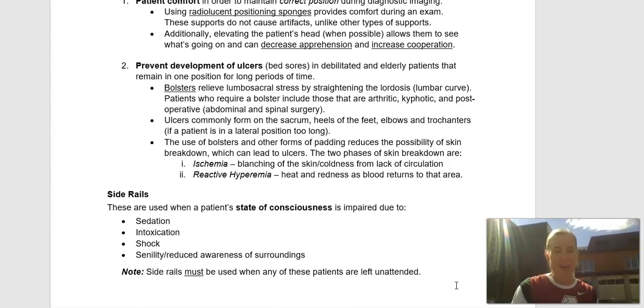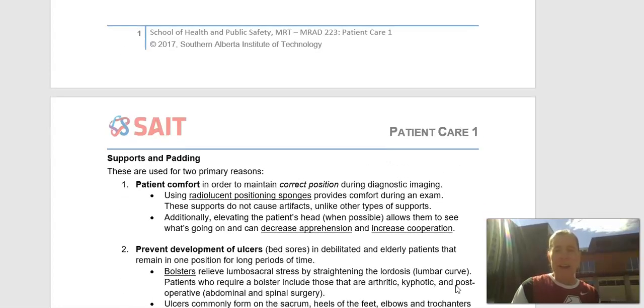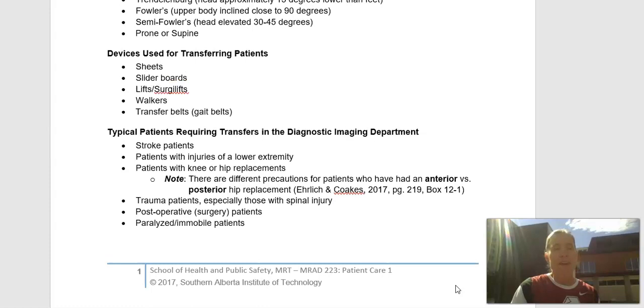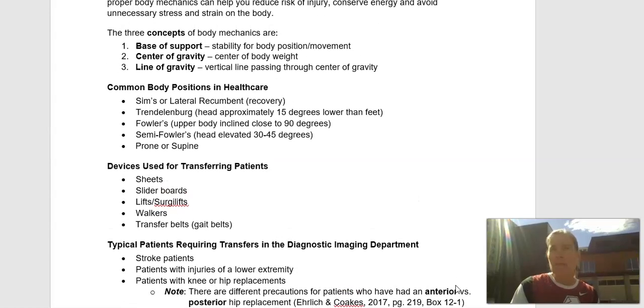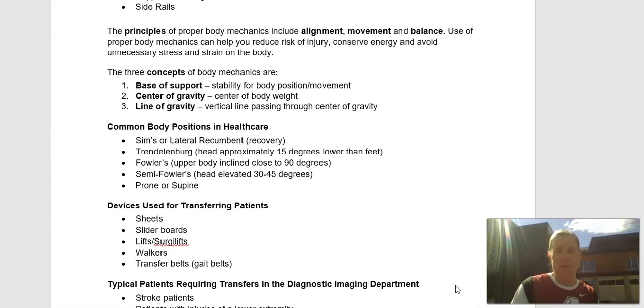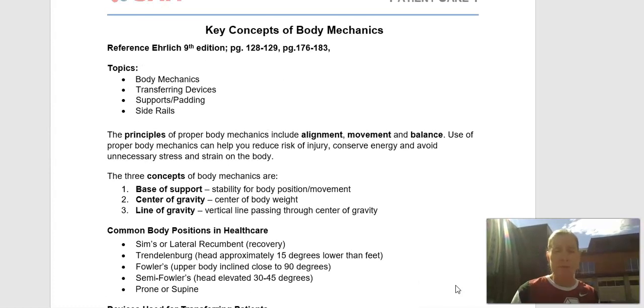Okay? All right. So in summary, we look at the use and the effectiveness of using sponges and different types of padding. We keep in mind that even simple devices such as sheets are used in transferring patients. It's important to note the different body positions and when particularly we'd use those body positions. And then of course the main concepts when it comes to body mechanics are the principles and the concepts. Okay, thank you very much.